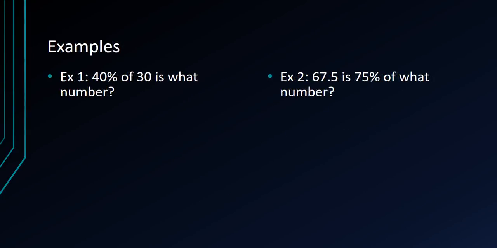So example 1, 40% of 30 is what part, or what number? So we have, remember, part over whole equals the percent as a fraction. So 40%, that's 40 out of 100. So 40% of 30, so that's our whole, is what number, and we don't know.